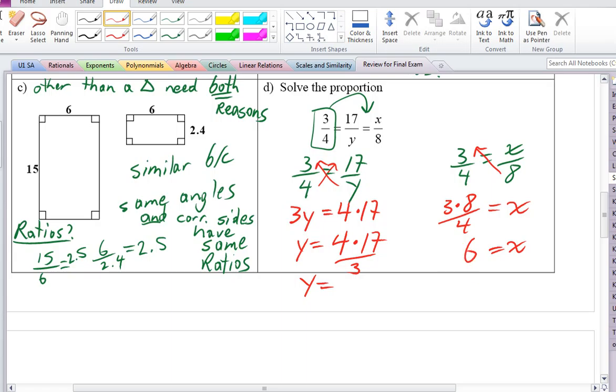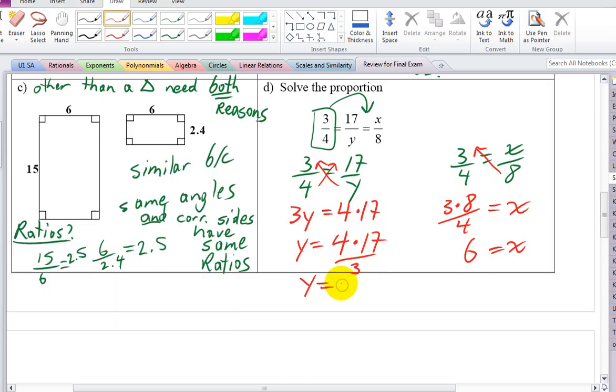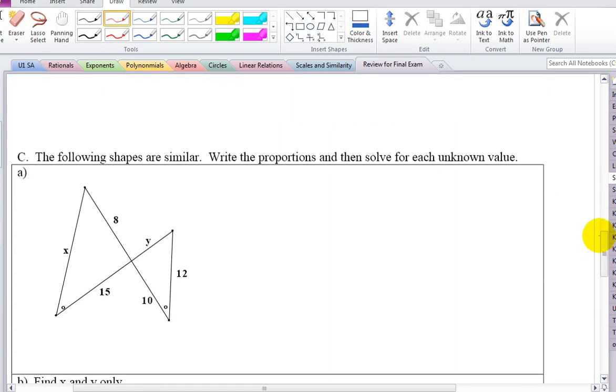So x equals 6. For y, I multiply 4 times 17, divide by 3, and you get 22.6 repeating. So use your repeat bar over top of the 6. Hands up if you got both those answers. Awesome. So this is the basic question. Everything we're doing comes back to this, if you can solve this. The next page, we're going to do these types of things, except we have to be careful how we set them up. Okay, so turn the page over.